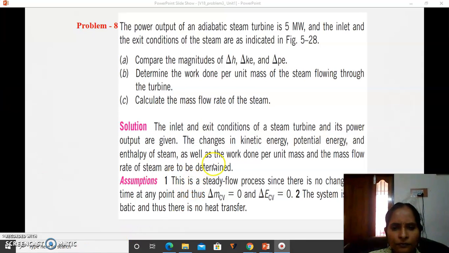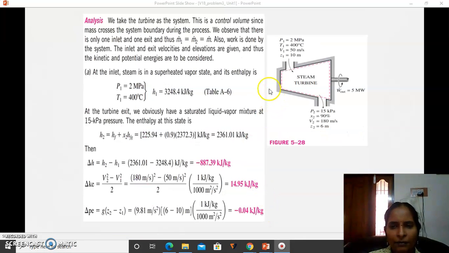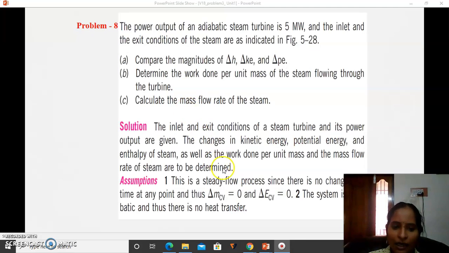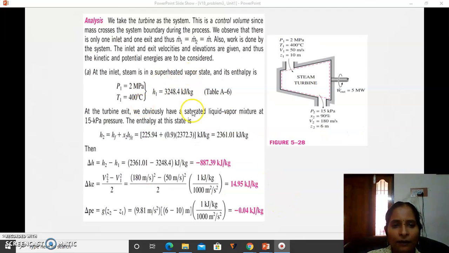Okay. So here this is a steady flow process only, because there is no change in the mass and the energies at the inlet and outlet. So we are assuming this, even if it is not given; you can take it as an assumption. Over the control volume, the mass flow rate remains the same, and the energy conservation law is followed. The system is adiabatic, and thus there is no heat transfer.